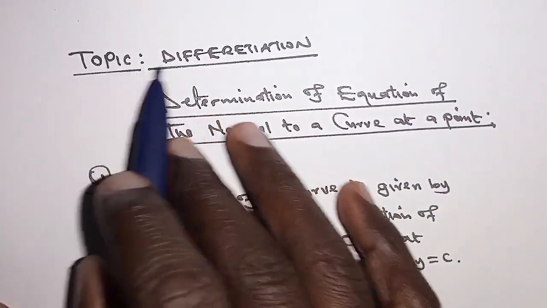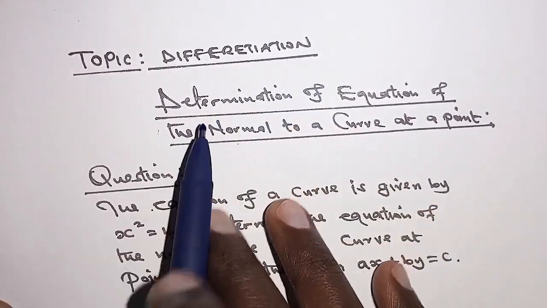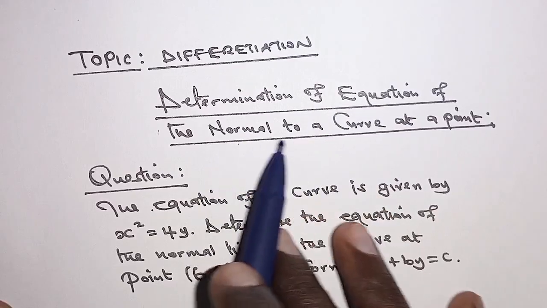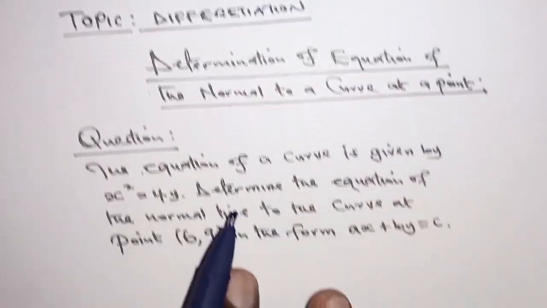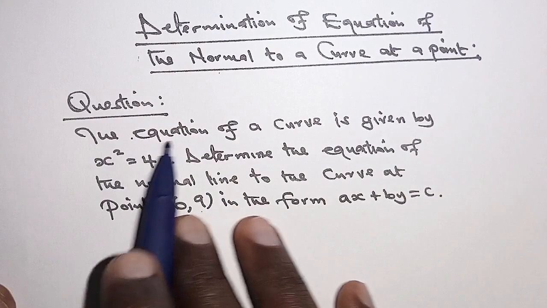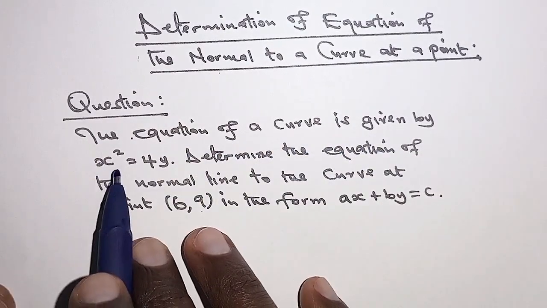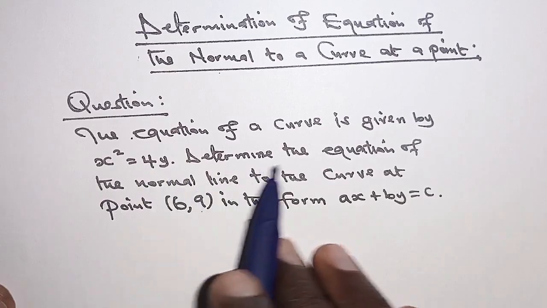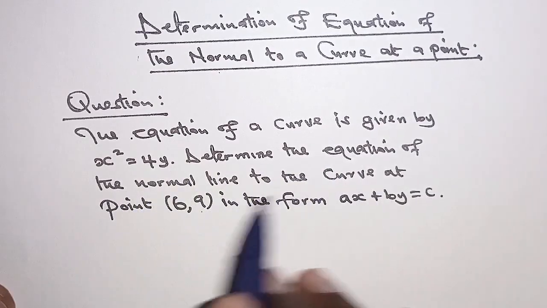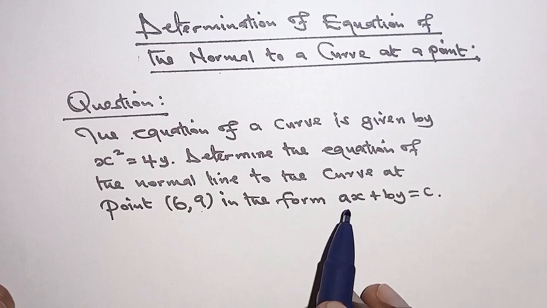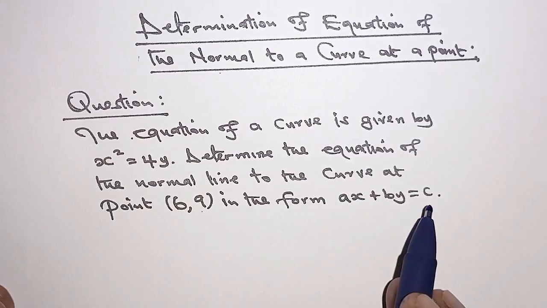Hi, the topic today is differentiation. We are looking at determination of the equation of the normal to a curve at a point. The question is: the equation of a curve is given by x squared is equal to 4y. Determine the equation of the normal to the curve at point (6, 9) in the form ax plus by is equal to c.